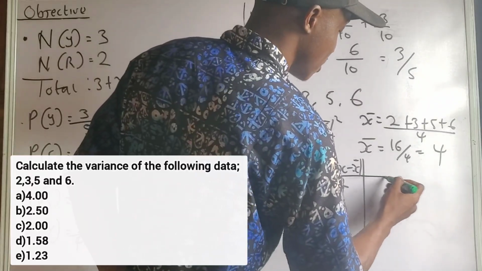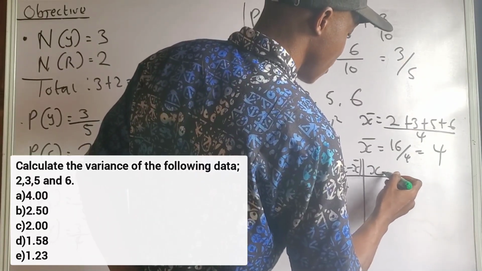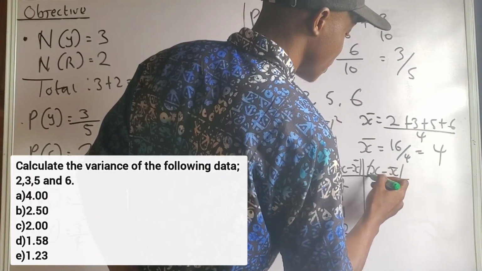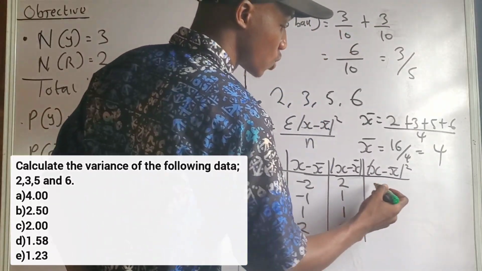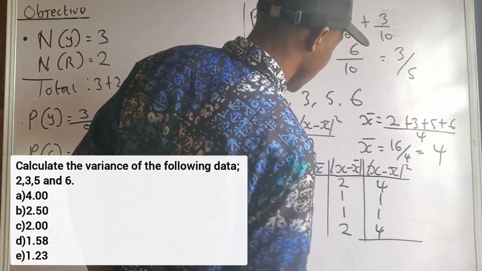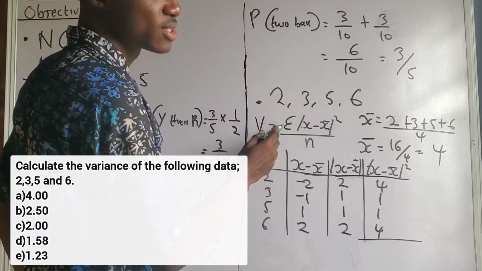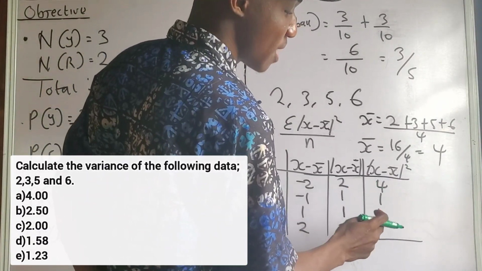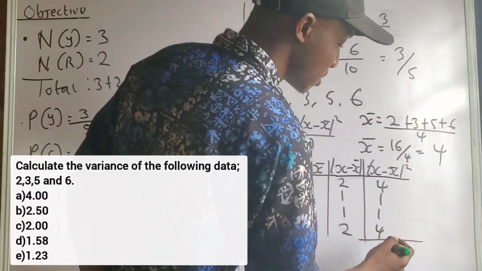So let us square it. X minus x bar squared, the absolute value squared. Now, 2 squared is 4. 1 squared is 1, 1, and 4. Okay? So let us sum it together because this sign means summation. I'm going to have 4 plus 1, 5. 5 plus 1, 6. 6 plus 4 is 10.